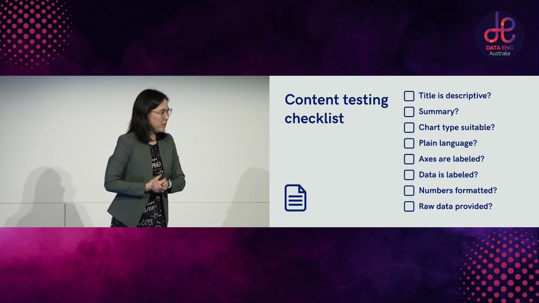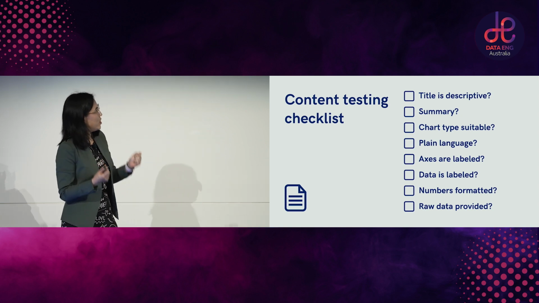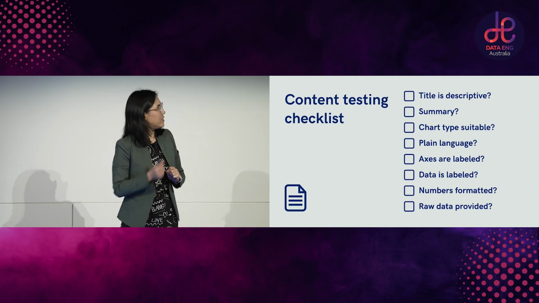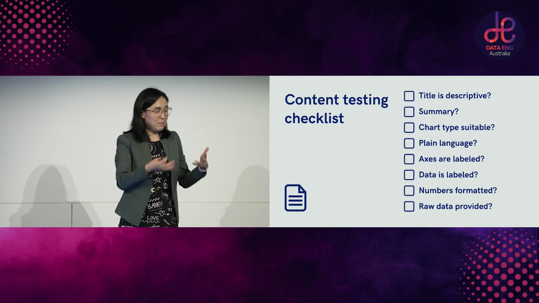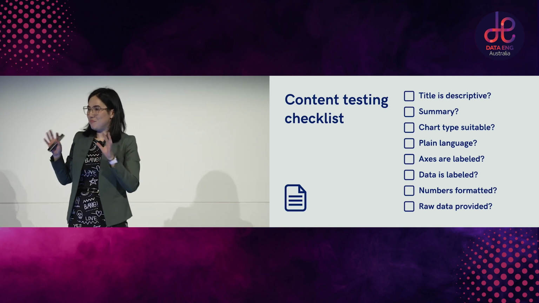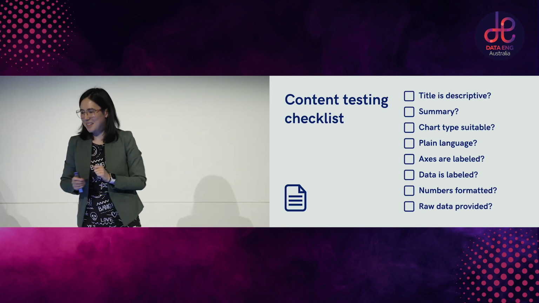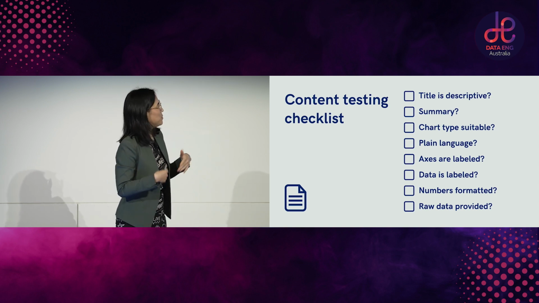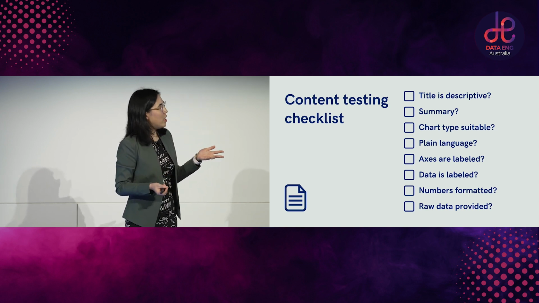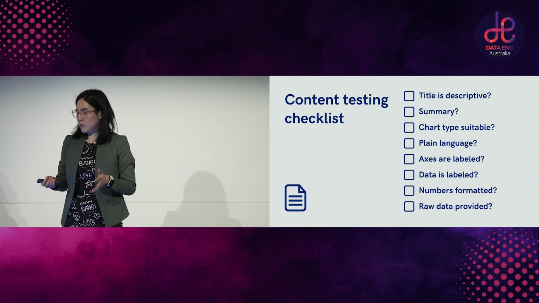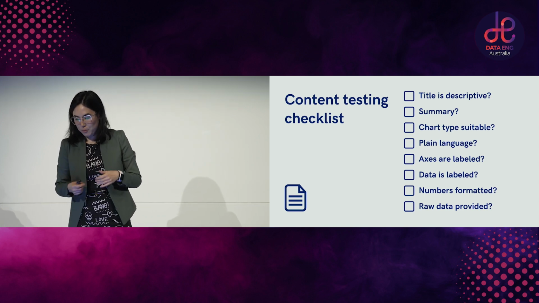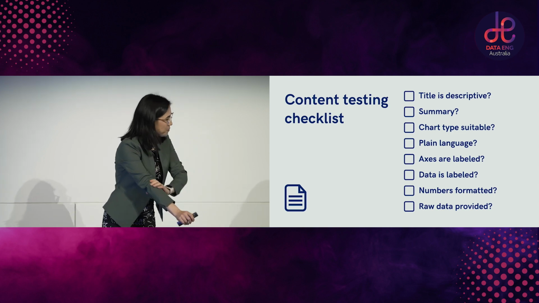Okay, so let's start with a content testing checklist. Now this checklist probably looks very familiar if you can see the screen, of something that you might have learned in your first chart drawing math class. Is the title descriptive? Is there a summary? Is the chart type the right one? Does it use plain language? Are the axes labeled? Is the data labeled? Are the numbers formatted? Is the raw data provided?